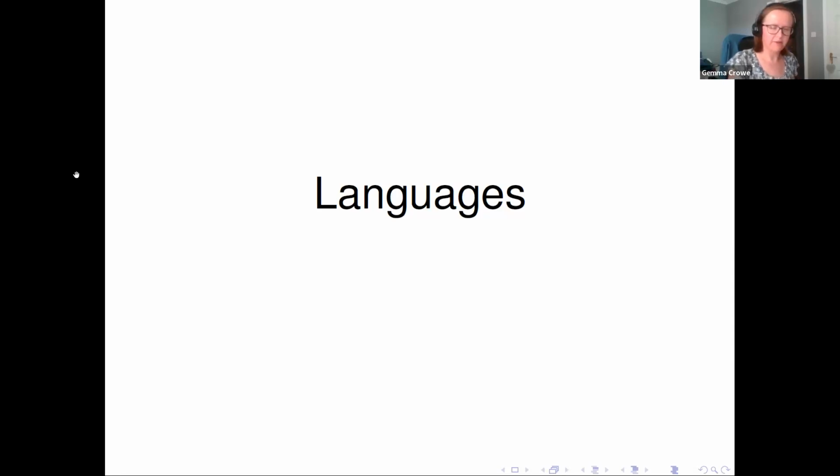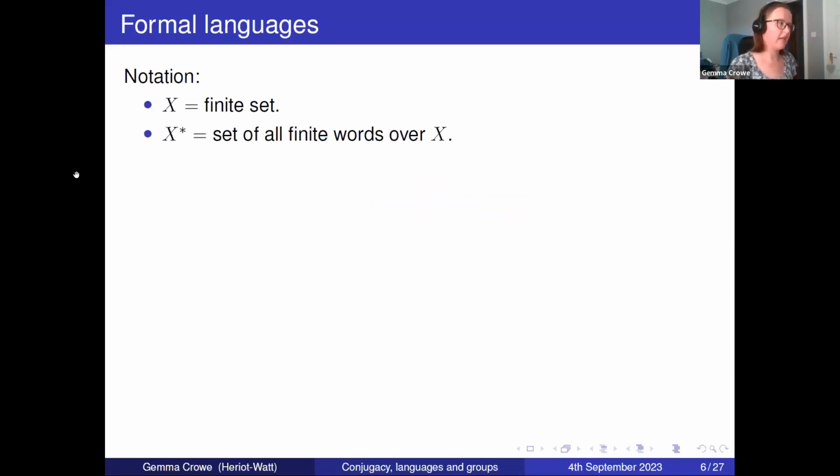So languages themselves are very easy to define. First of all, you need a finite set, and I'll let X star denote the set of all finite words over some set X.